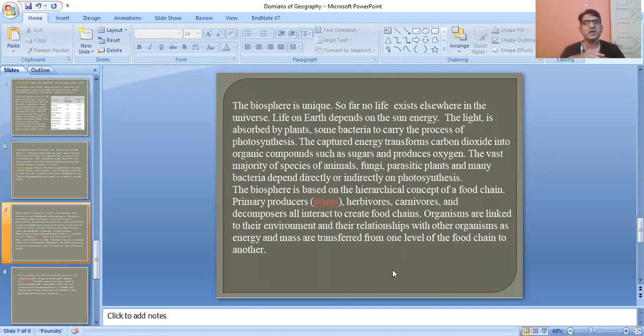The vast majority of species of animals, fungi, parasitic plants, and many bacteria depend directly or indirectly on photosynthesis. So photosynthesis is a big process.